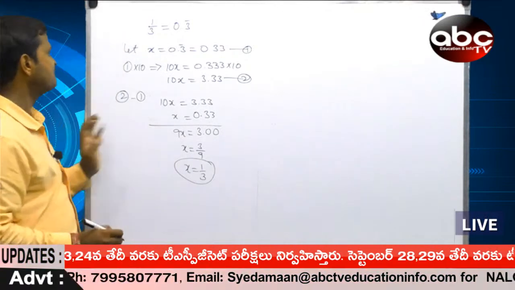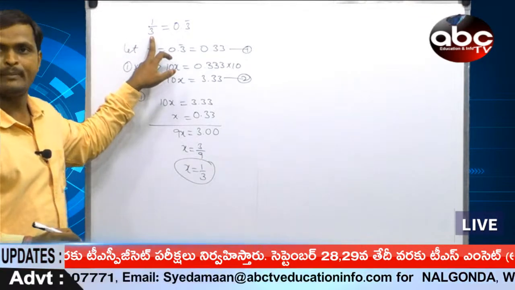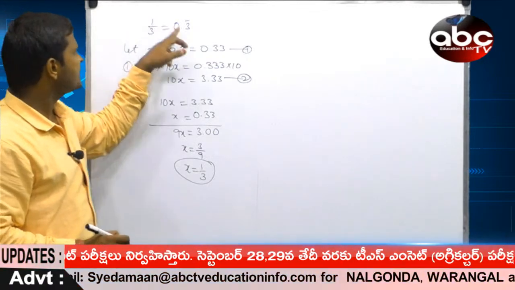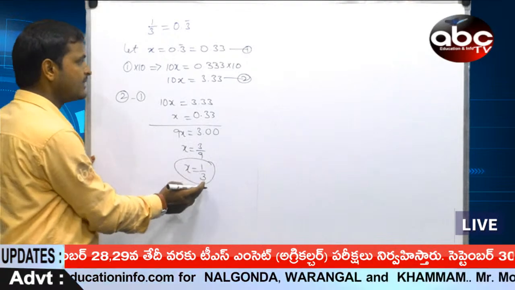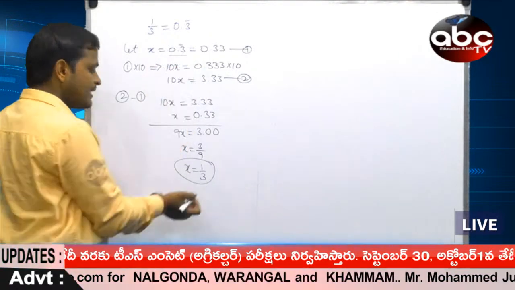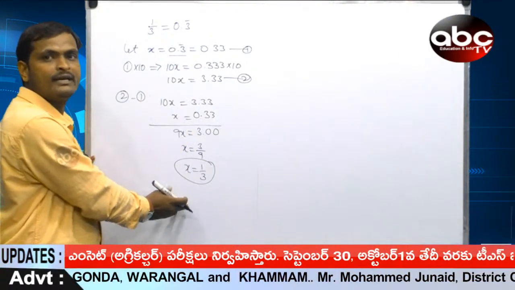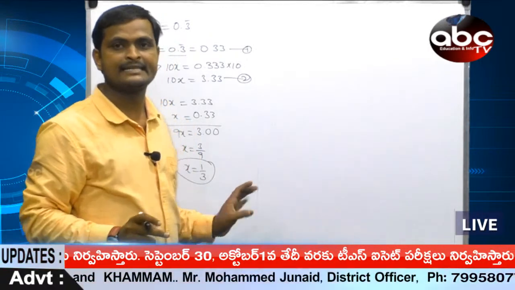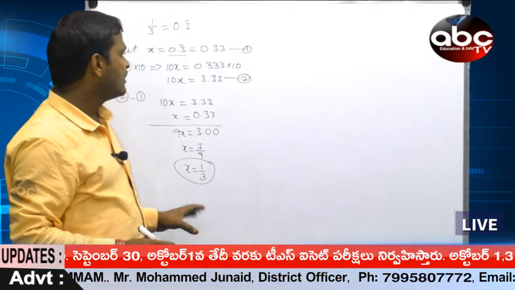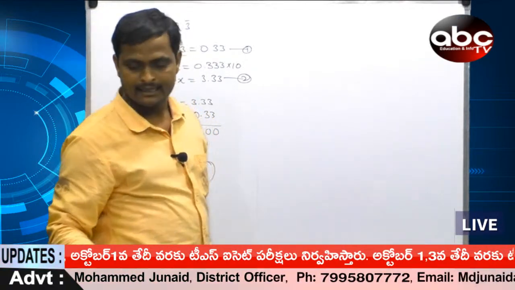You already know, students, 1 by 3 is in p by q form. What is the decimal expansion? 0.333. See here, x is equal to 1 by 3. We took the decimal and converted it into p by q for a non-terminating repeating decimal, students. Is it clear? Very simple.